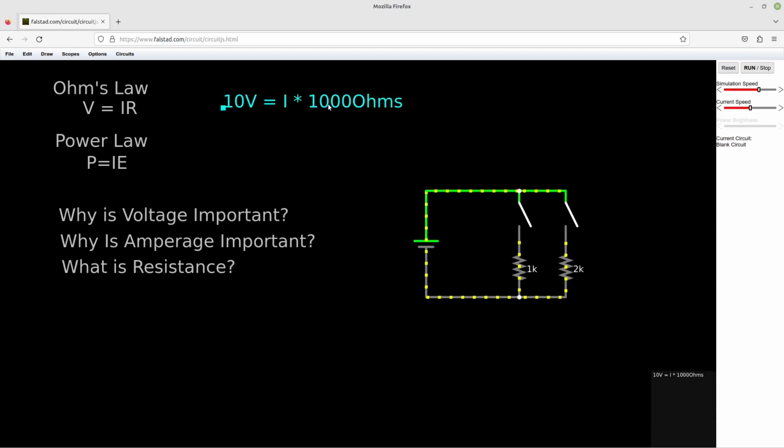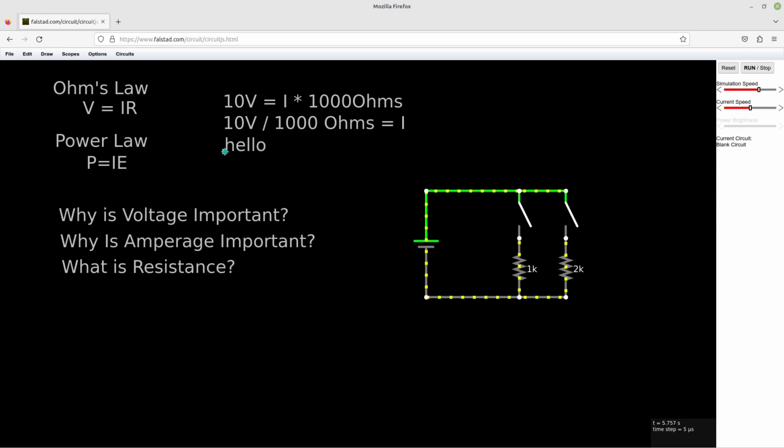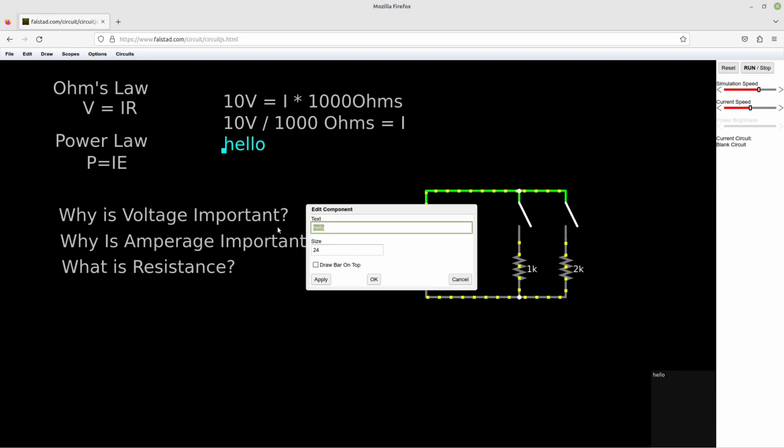So if we divide 1000 from each side, what will that give us? Well, let's see here. We should end up with 10V divided by 1000 ohms equals I. And if we simplify that into decimals rather than fractions, we will end up with 0.01 amps, which is A, and that happens to equal 10 milliamps.